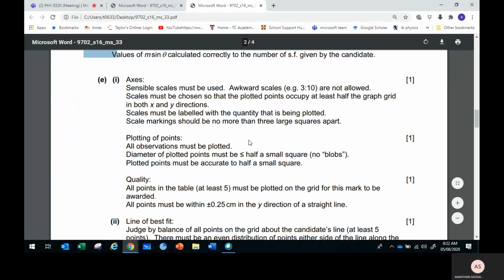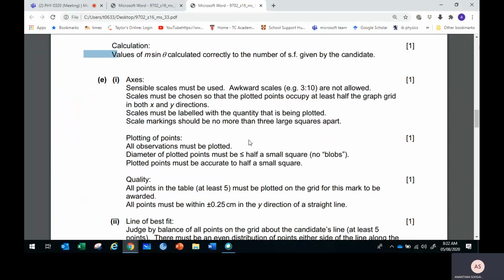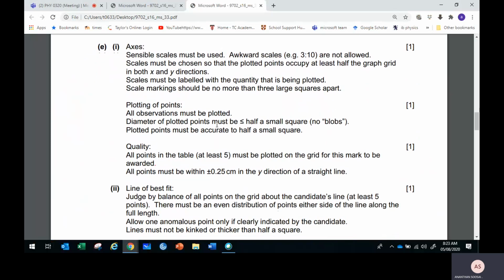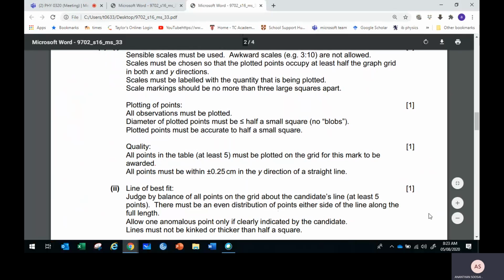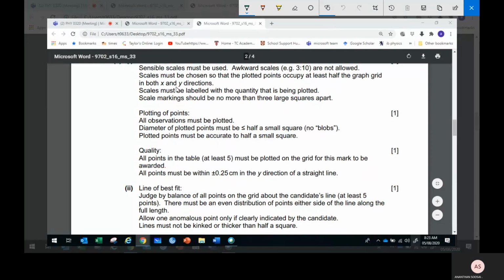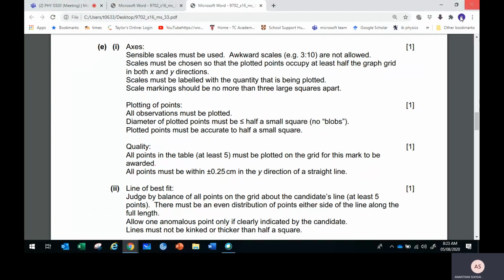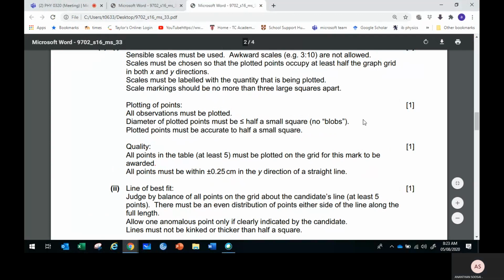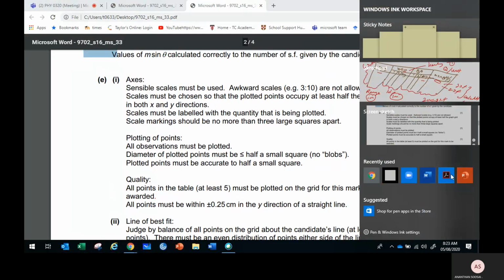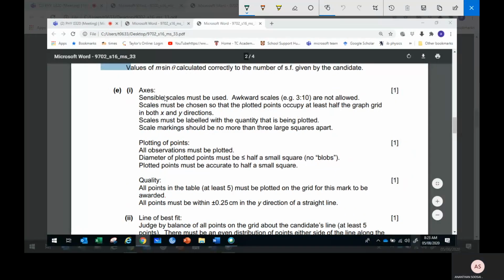Next, graph. Graph, many times I told you, 4 marks. These are the 4 marks given. First mark goes for the axis. Okay, first mark is for the axis.